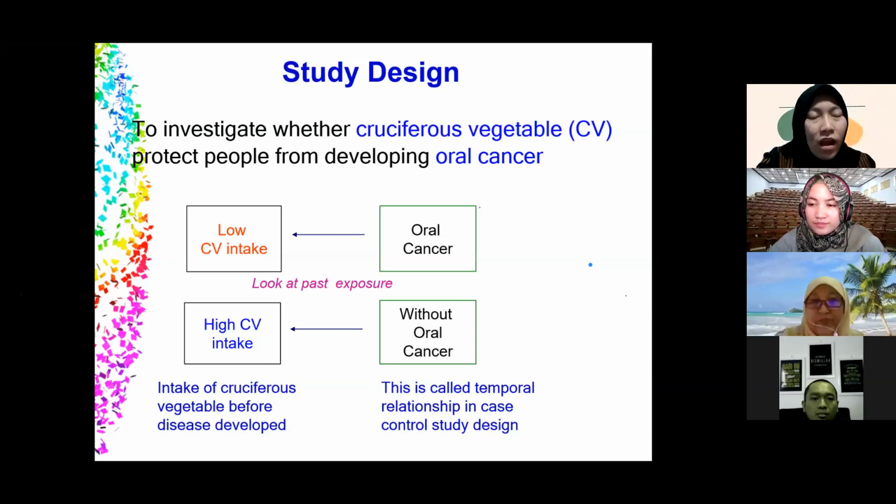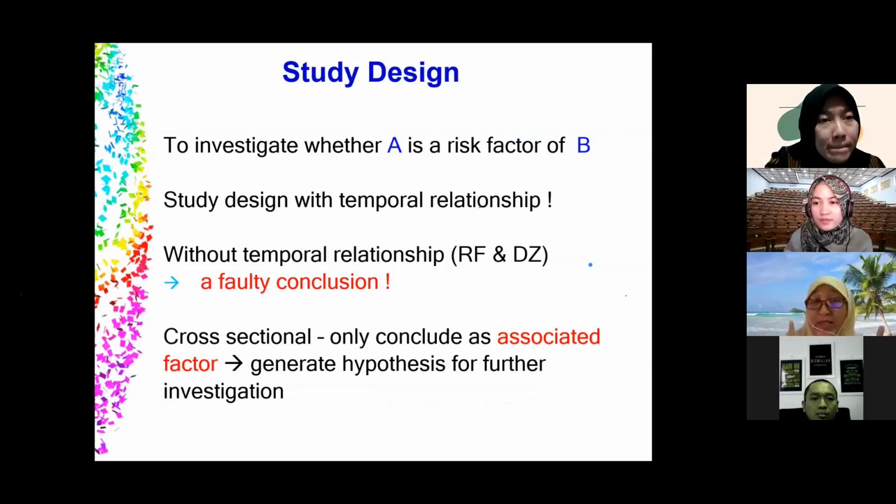Ya. Now, so if the objective of the paper is to investigate whether A is a risk factor of B, study design-nya mesti ada temporal relationship. Kalau no temporal relationship, when you say temporal relationship, maksudnya sama ada cohort, iaitu study tu ke depan, ataupun case control, study tu lihat ke belakang past exposure. Kena ada temporal relationship. Without that paper actually are giving you a faulty conclusion. It's a poor paper. Because cross-sectional study only can conclude as associated factor, not as a risk factor. I hope you all okay up to here.